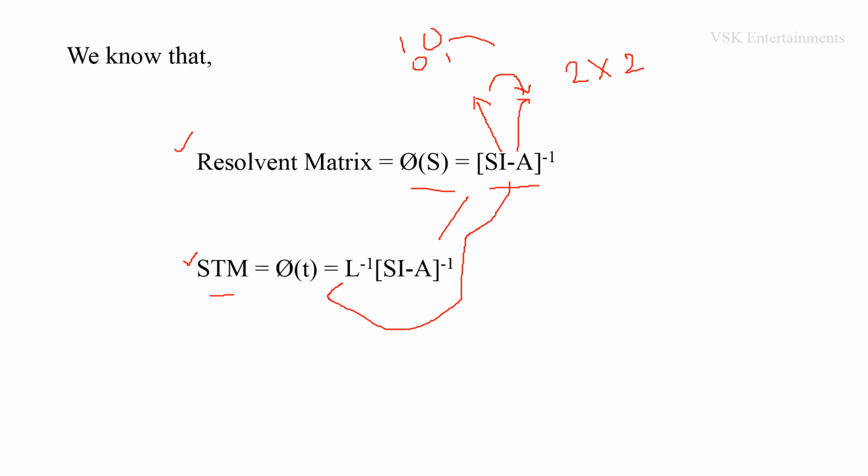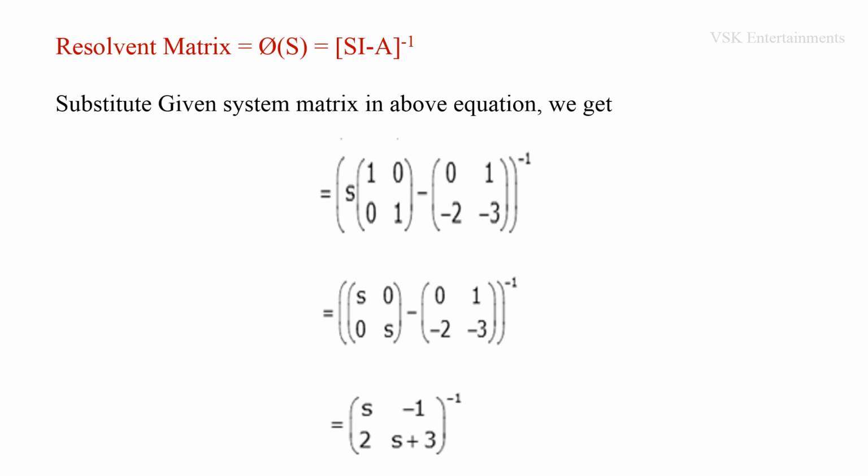Substitute these two matrices, that is the identity and the system matrix, in the resolvent matrix. We will get the resolvent matrix expression. Similarly, after finding the resolvent matrix, just apply the inverse Laplace transform, then we will get the state transition matrix. Very simple. First go for the resolvent matrix, that is Φ(s) = (sI − A)^(−1). Just substitute matrix I as well as matrix A in this expression. We get s into the identity matrix [1 0; 0 1] minus the system matrix, that is [0 1; −2 −3], whole inverse.